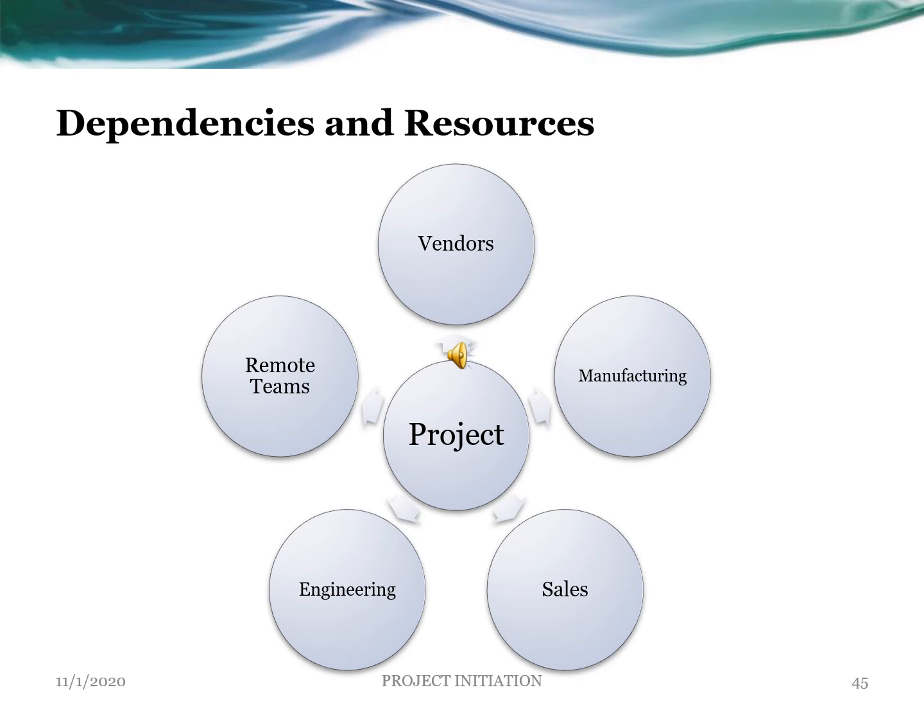As we can see from the diagram, dependencies and resources, we need to ask ourselves the question: what are the dependencies that affect the timeline, cost and output of this project? Here we have the manufacturing, sales department, engineering, remote teams, vendors, contractors that are interlinked or linked with that particular project.